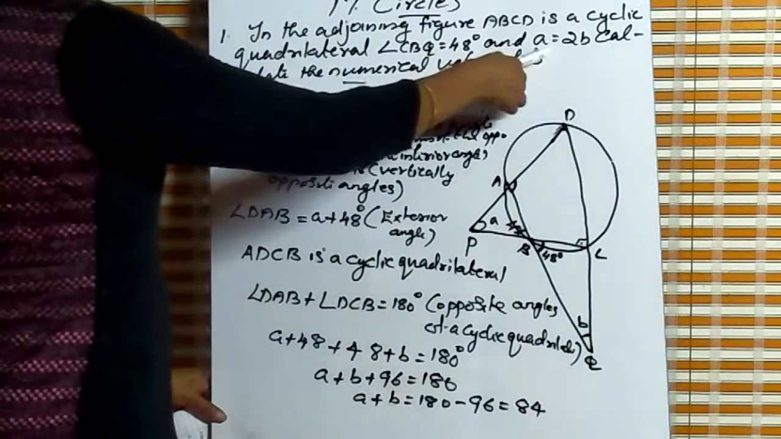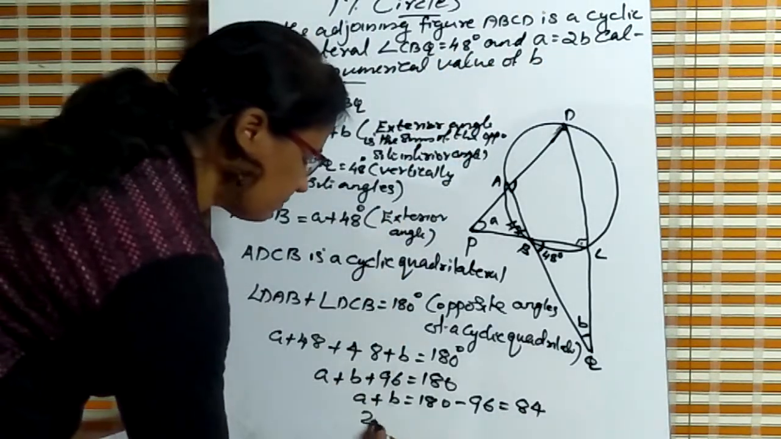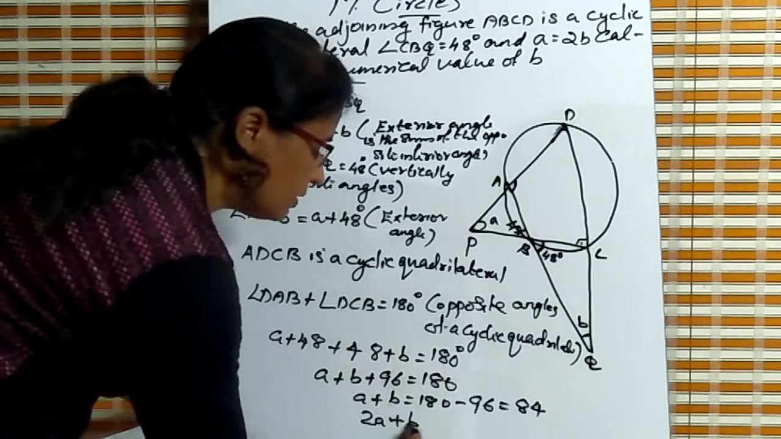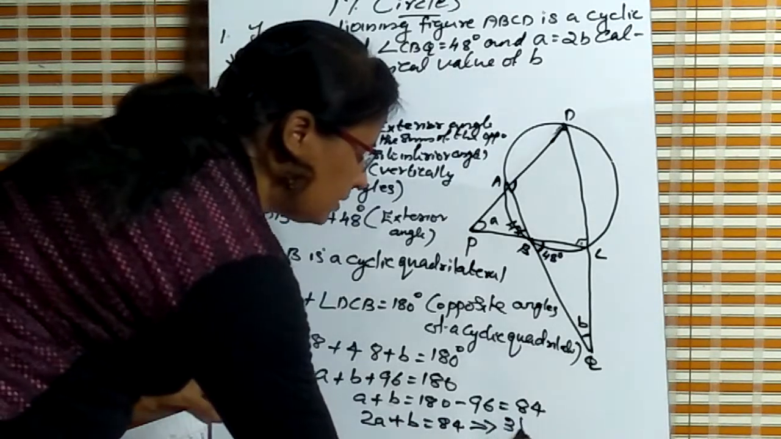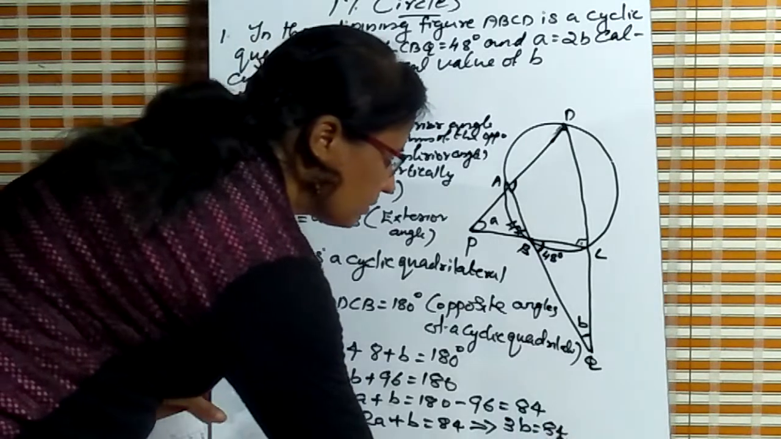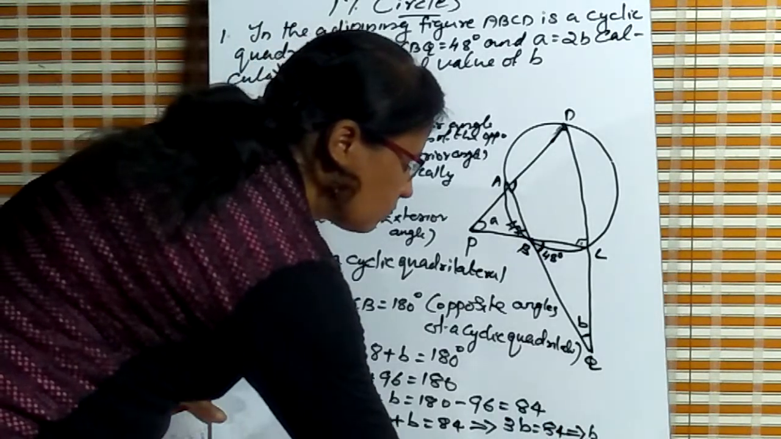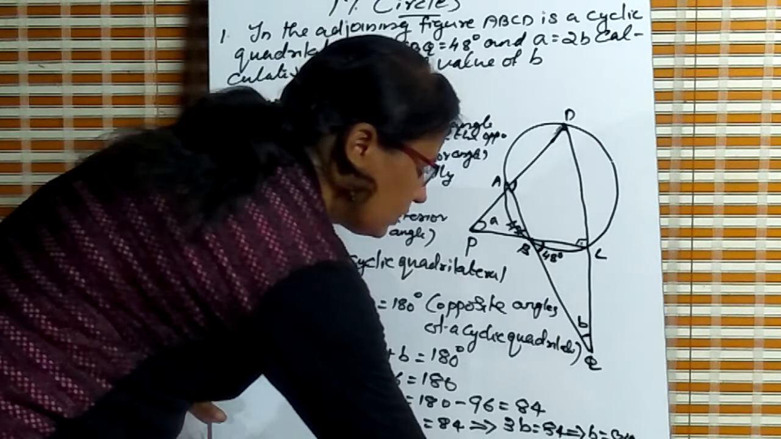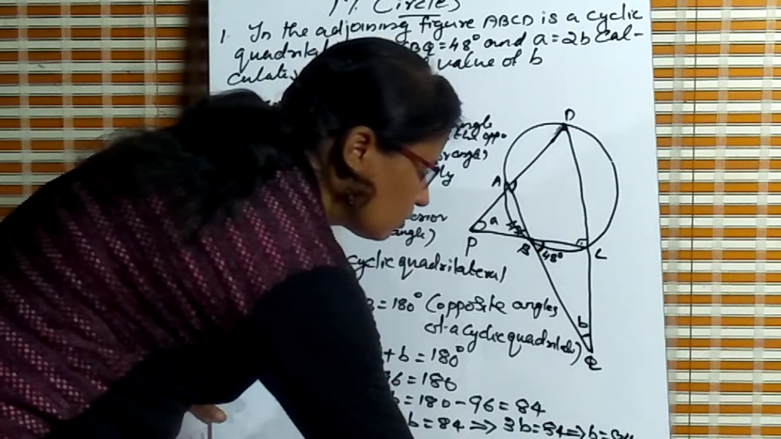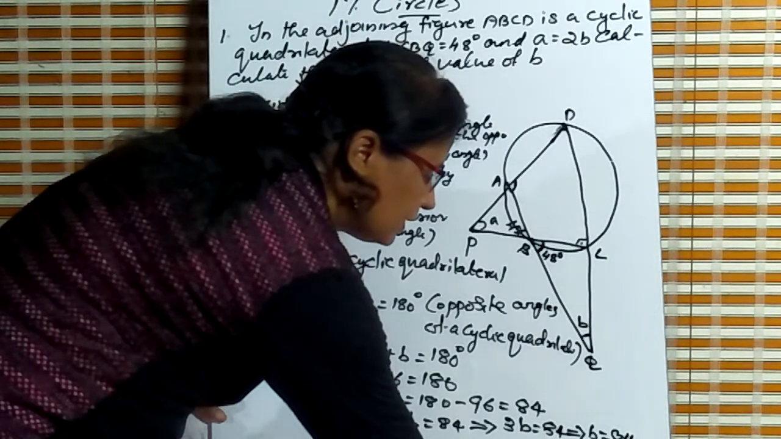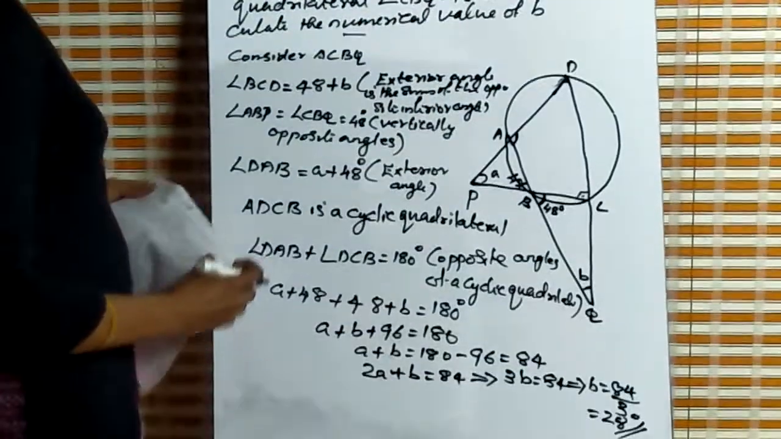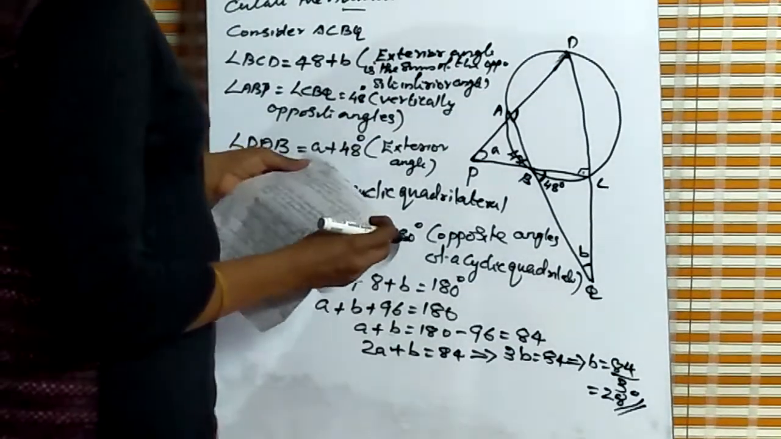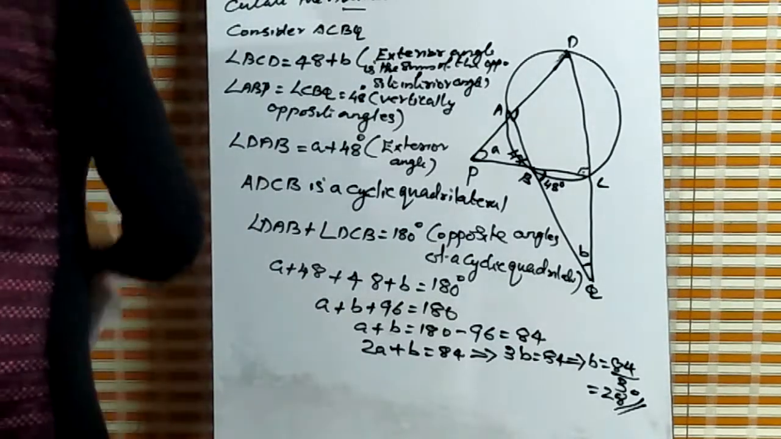But given A is equal to 2B. 2B plus B is equal to 84, implies 3B is equal to 84, implies B is equal to 84 divided by 3, is equal to 28 degrees. The value of B is 28 degrees.